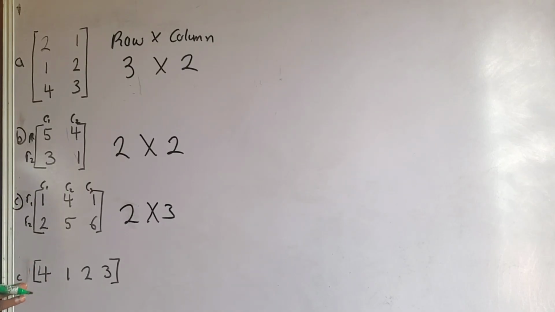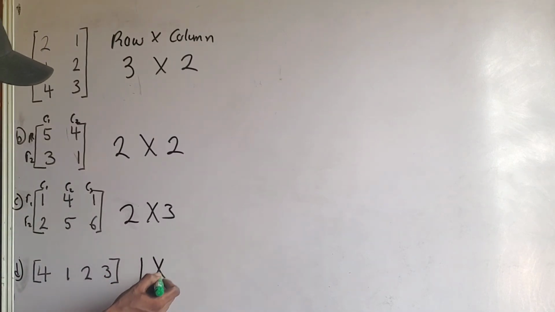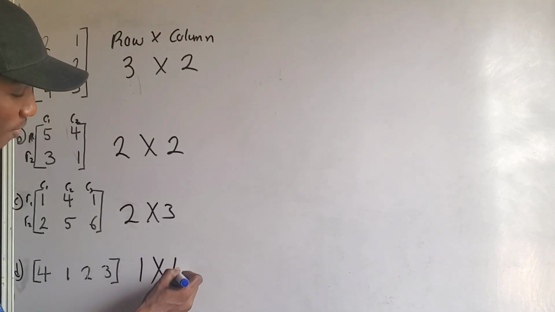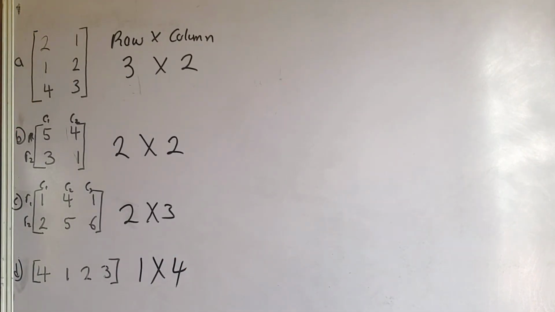In this example, how many rows do we have and how many columns do we have? We are having only 1 row. You understand? This is only 1 row. So I'm going to have 1 by. Now, how many columns do we have in this matrix? This is the first column, second column, third column, and fourth column. So we are having 4 columns. So that is 1 by 4. Do you understand it now? So if you want to state the order of a matrix, it is crucial to know the number of rows and the number of columns that are present in the matrix.